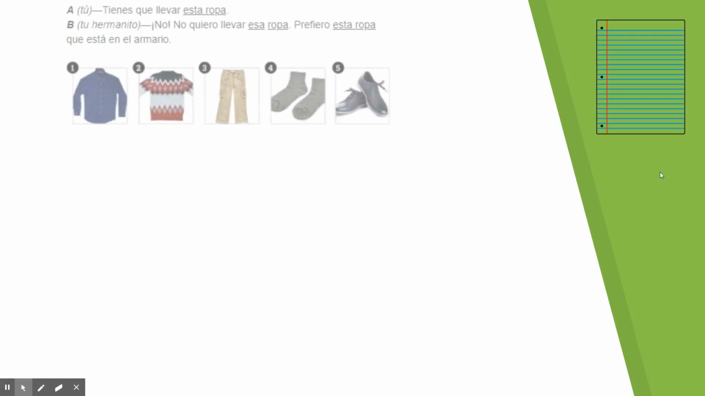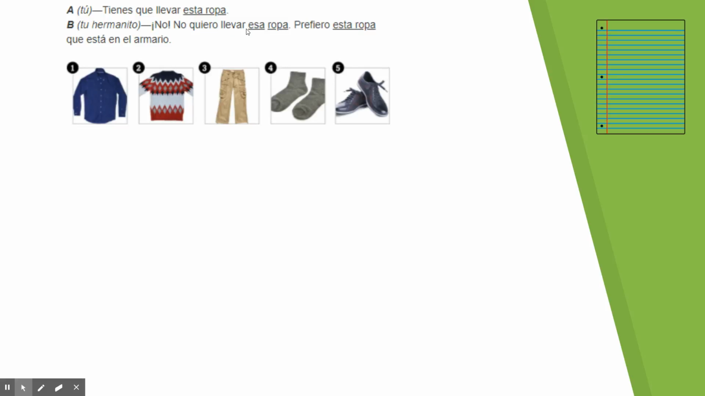Okay, so we are going to move on to otra actividad. Keep writing on your paper. You might be on the back side by now. So we're going to write out a diálogo between you and your hermanito, your little brother. You are telling your brother that you would like him to wear this clothing, whatever this is that you have in your hand, and your little brother doesn't want to do that.